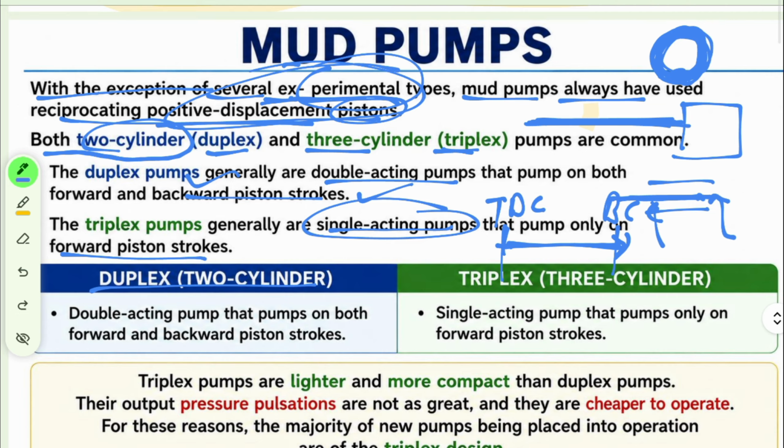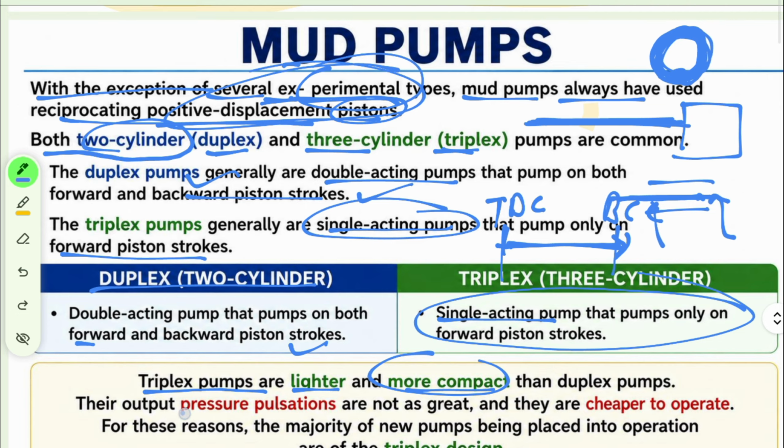Now the duplex pump, double acting pump, pumps on both the forward and the backward piston stroke, as I discussed, right? The triplex pump, single acting, pumps the fluid on the forward stroke only. If you want to compare these two, triplex pumps are lighter and more compact than the duplex pump, right? Compact means their size will be smaller compared to the duplex pump.